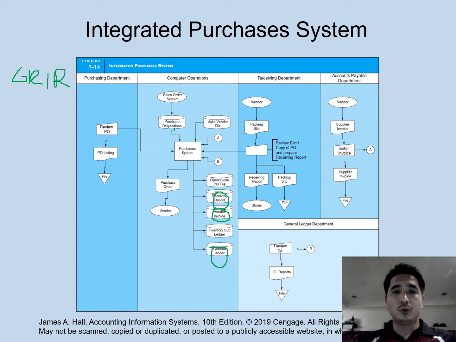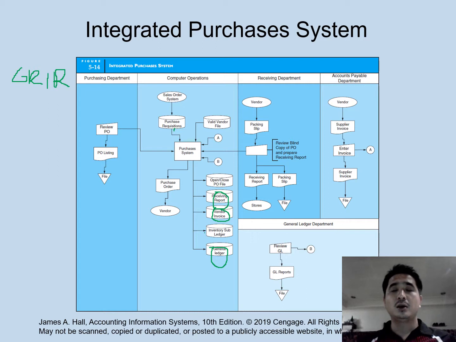An important thing to note in this flowchart of the integrated purchasing system is that the clerical activities done by the purchasing department and the GL department are done by the computer operation. Specifically, in purchasing, the preparation of the PO, and for the GL department, the posting of the entries from the JV to the GL. Now those activities are done by the computer operation. So what is their task? What will be their task at this point?